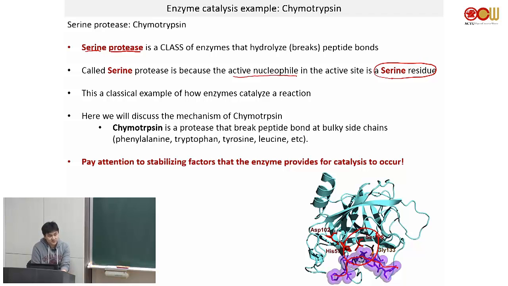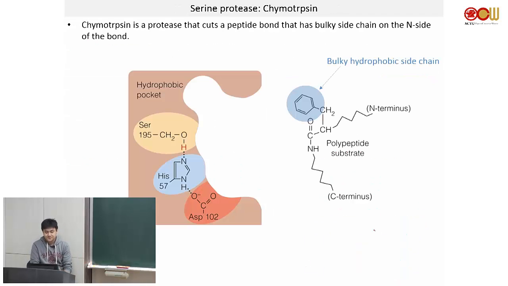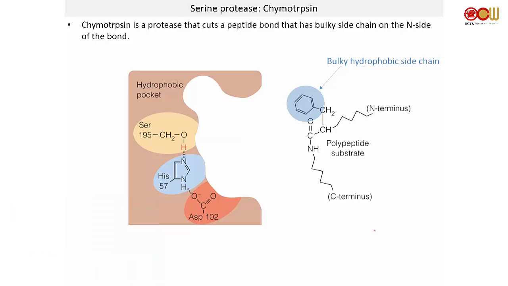Now, chymotrypsin is a protease, remember, that breaks the peptide bond at the location of a bulky residue, right? So it cuts phenylalanine, tryptophan, leucine, tyrosine, those large molecules, okay? So again, chymotrypsin is going to cut those bulky side chains, and it's going to cut on the C terminal. It's cutting on the right side. Now, a couple of things. This is what the enzyme is going to look like.